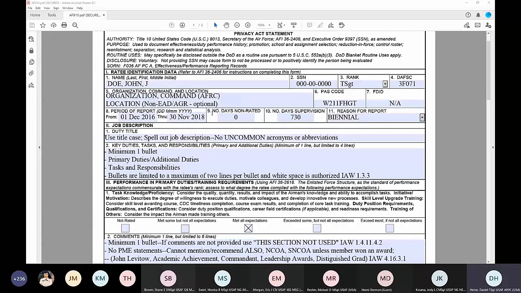Block 9 is the number of days non-rated. Most of the time this will be 0. There are certain circumstances in which non-rated days will be used. One of those circumstances will be medical, confinement, or a personal hardship. Those reasons are in the AFI for non-rated days, but most of the time those aren't used.